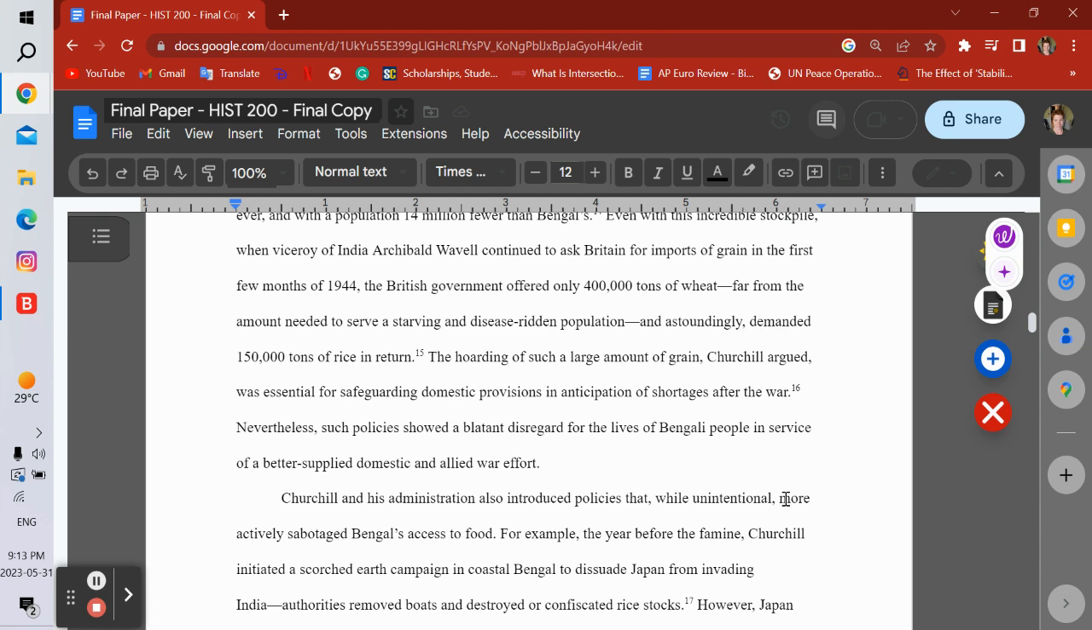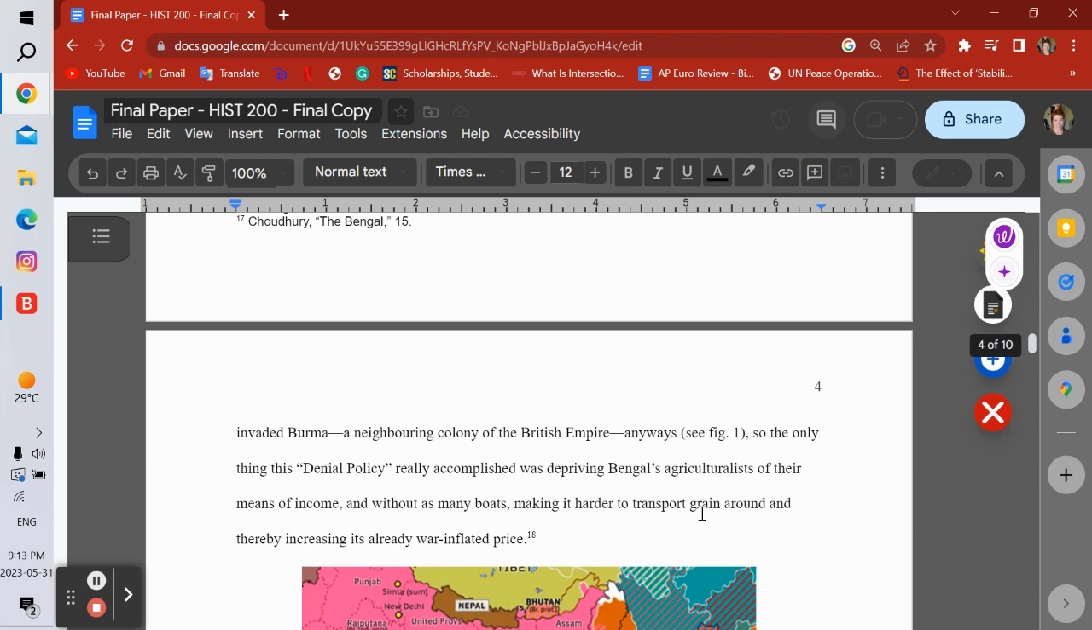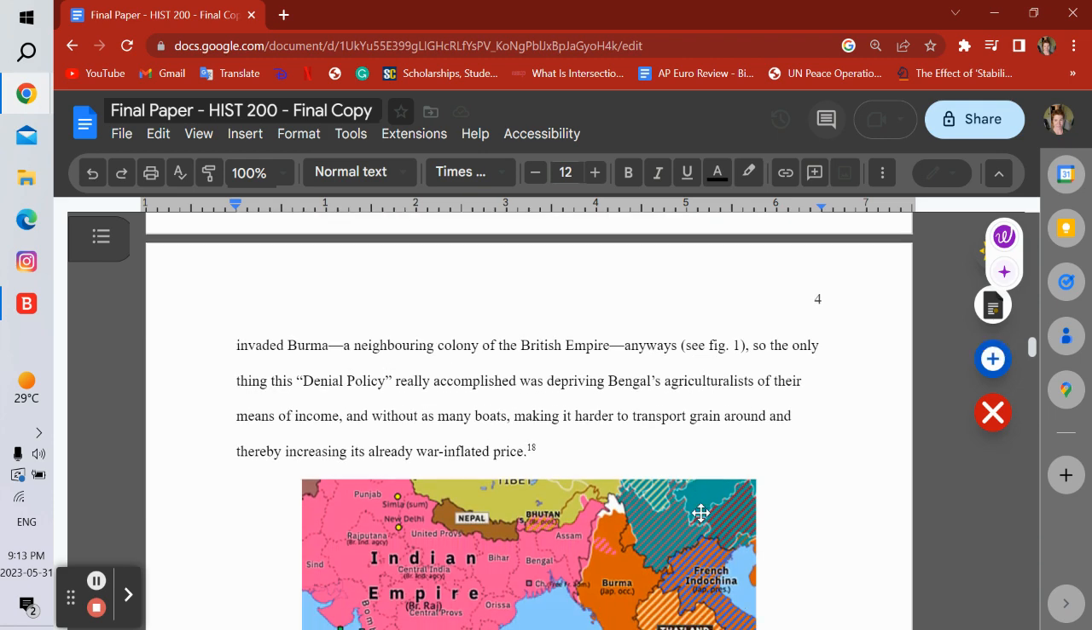Churchill and his administration also introduced policies that, while unintentional, more actively sabotaged Bengal's access to food. For example, the year before the famine, Churchill initiated a scorched earth campaign in coastal Bengal to dissuade Japan from invading India. Authorities removed boats and destroyed or confiscated rice stocks. However, Japan invaded Burma, a neighboring colony of the British Empire, anyways.